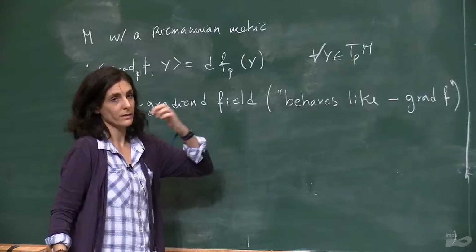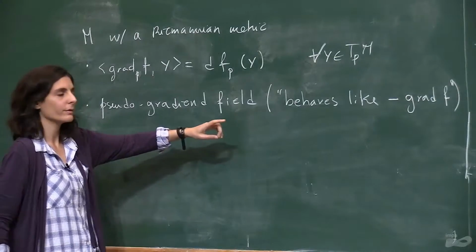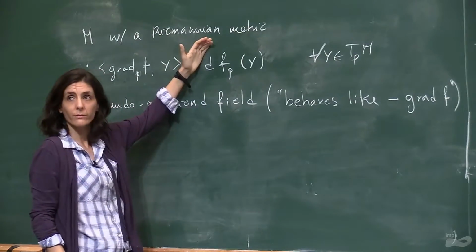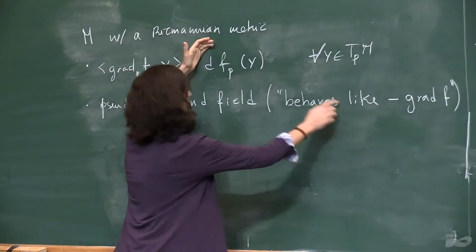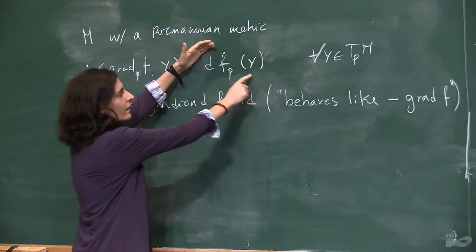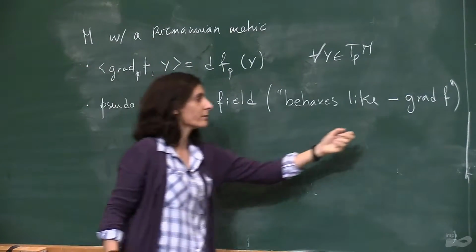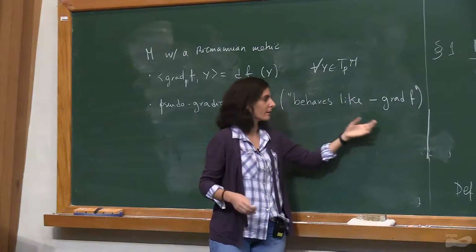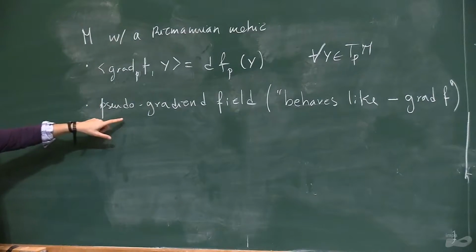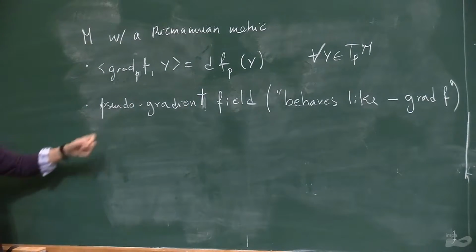And by behaves, I mean the following. So let me just make a remark first. If you look into the derivative and put here the gradient, this will be greater or equal than 0. So if I put here minus the gradient, this will be less or equal than 0. So a pseudo-gradient field in particular needs to satisfy that this is less or equal than 0, okay? And close to each critical point, it is in fact this vector field. So this is what I mean by behaves like the negative gradient.